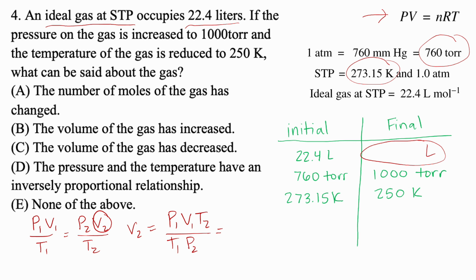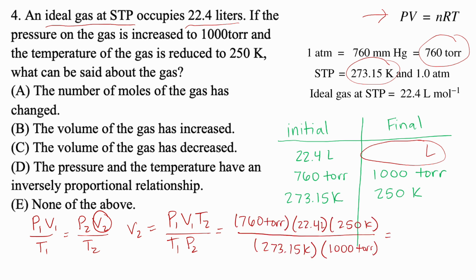So let's plug in all of those values. Here are all of our values written out in the equation. We are going to do 760 times 22.4 times 250 divided by 273.15 and divided by 1,000. So that's going to give us 15.58 liters, and we know it's liters because our Kelvin cancel out and our torr cancel out. So our final volume is 15.58 liters.